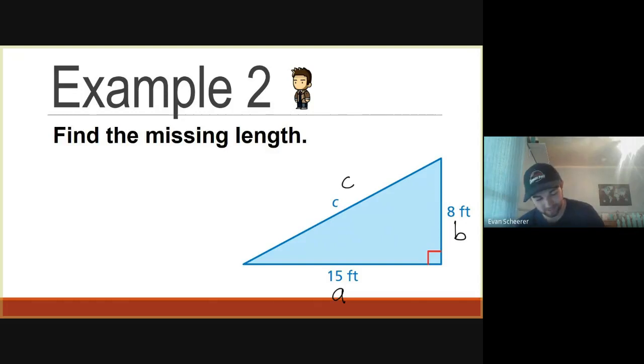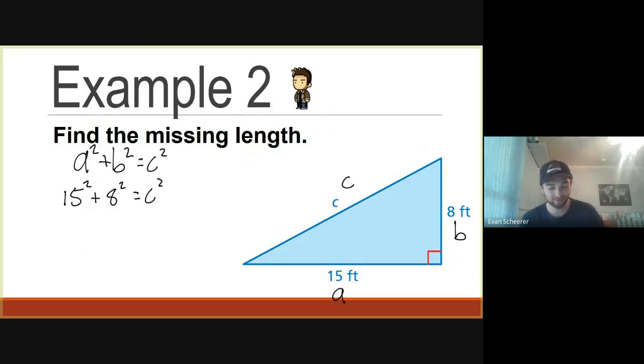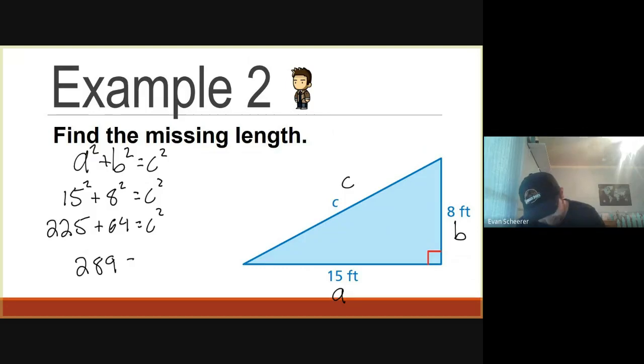And this is your C. So if we have A squared plus B squared equals C squared, then A is 15 squared, B is 8 squared, and then C squared. Well, 15 times 15 is 225. 8 times 8 is 64, and that equals C squared. So 225 plus 64 is 289.